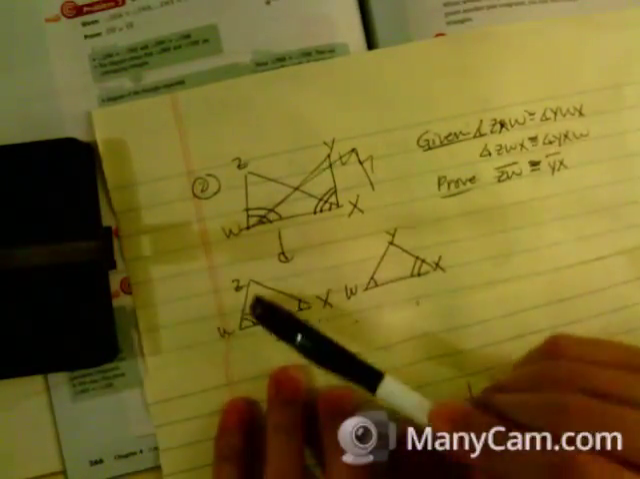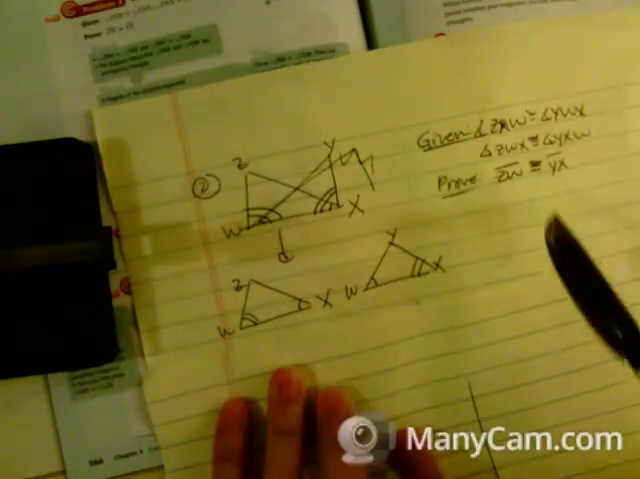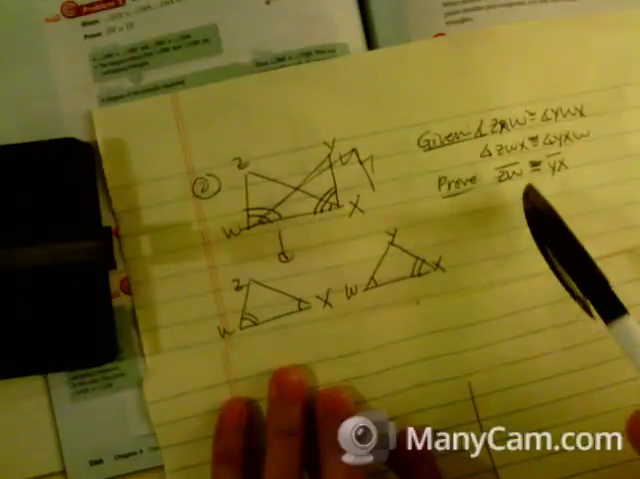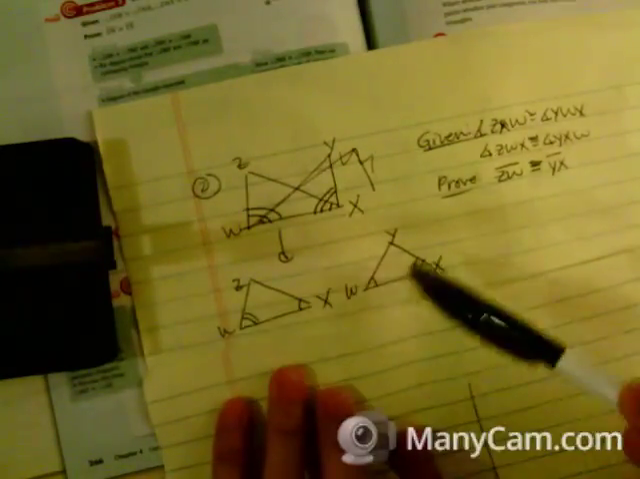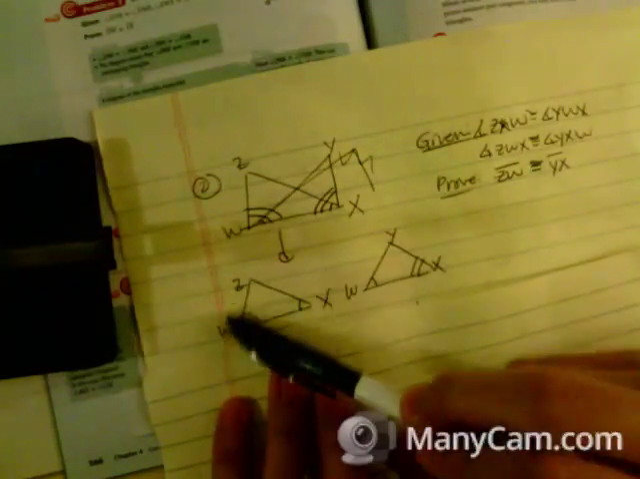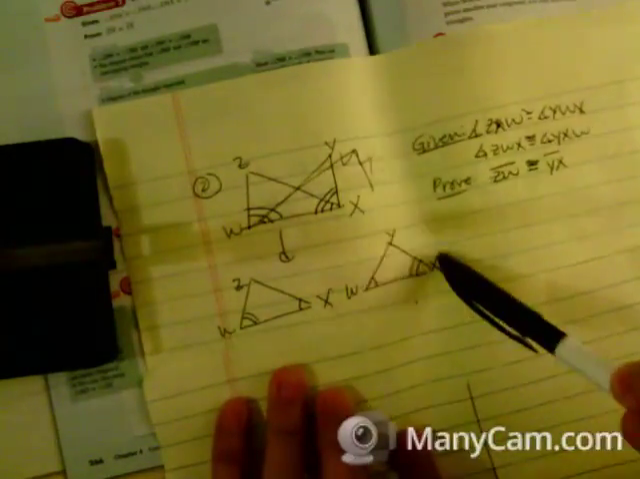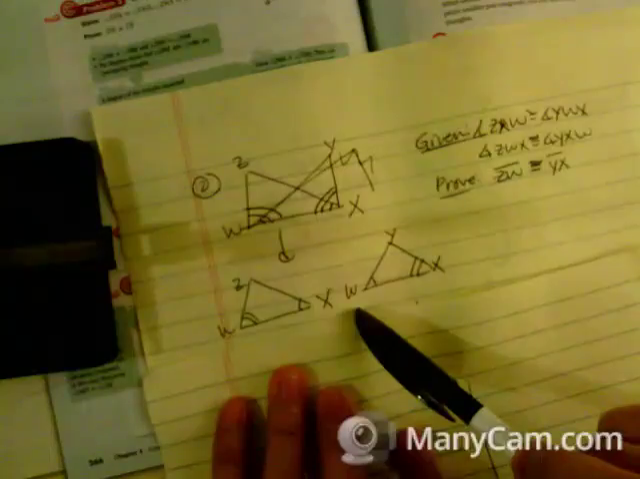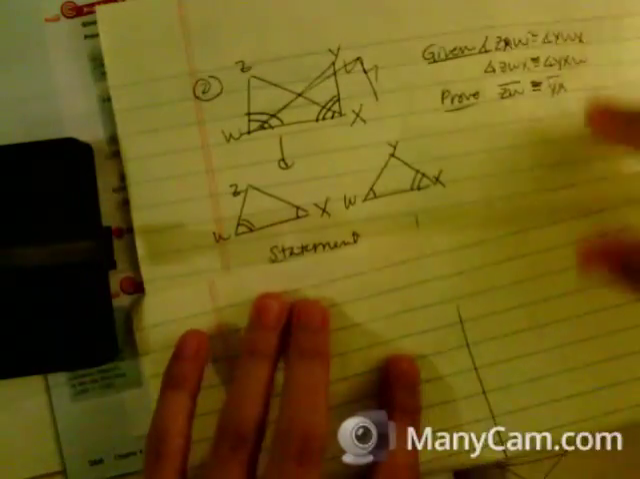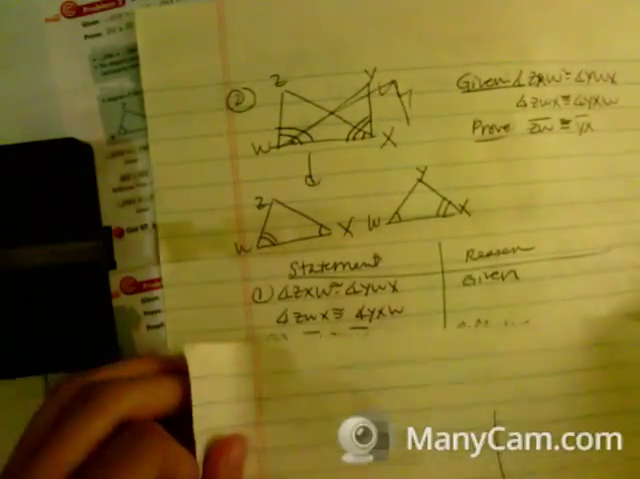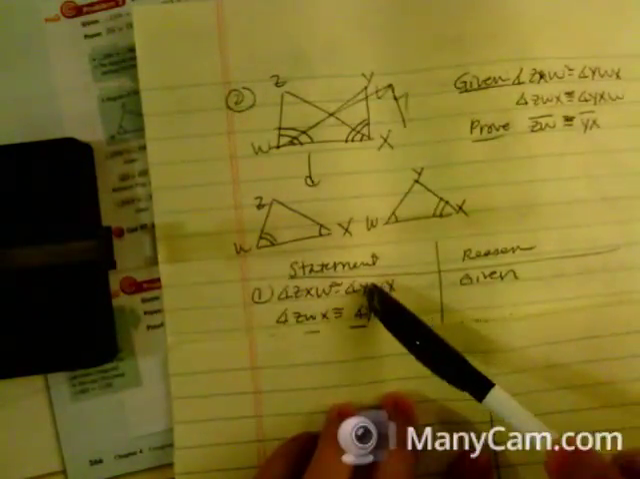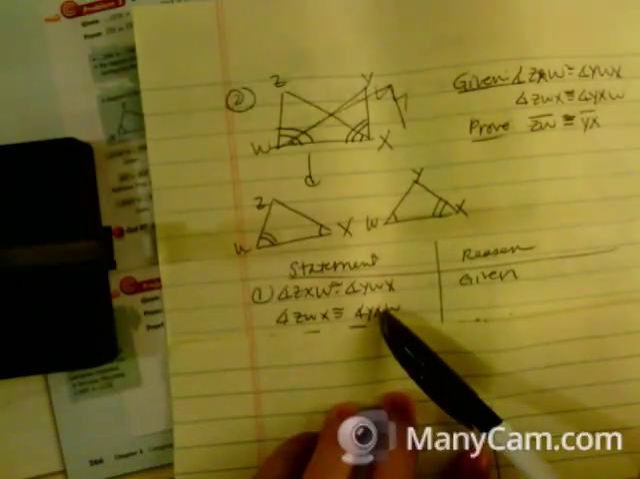Alright, so this is what it is. ZWX is congruent to YWX. The XW is congruent to YWX. The WX is congruent to YXW. So we want to prove that these two sides of the triangle are equal. So when we prove that, let's start with our given. These two angles are congruent to each other, and these two angles are congruent to each other.